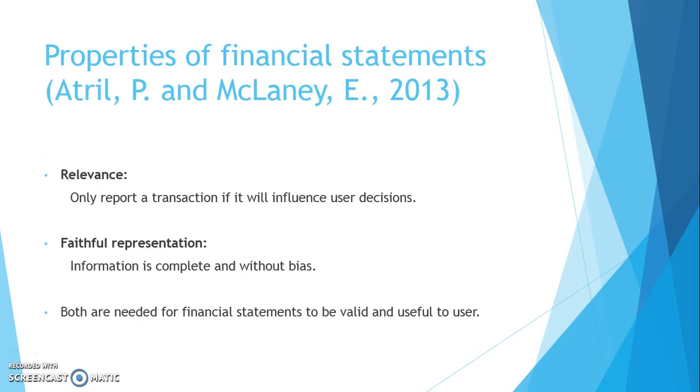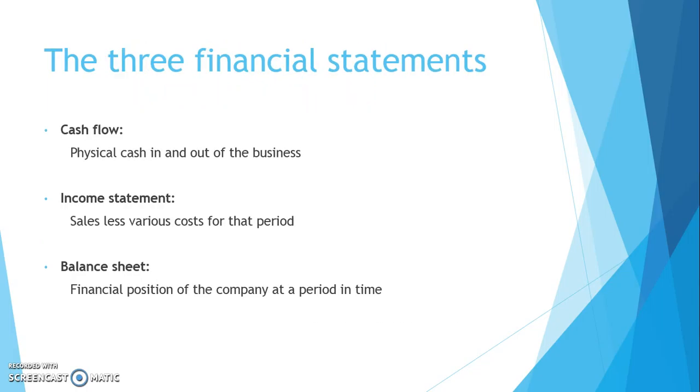So what are the properties of financial statements? Firstly, relevance. This is where a transaction is only reported if it will influence user decisions. If a transaction does not fit this criteria, then it should not be included in the financial statement. Faithful representation. This means information is complete and without bias. Should estimates need to be made, then they need to be made accurately. Both of these properties are needed for the financial statements to be valid and useful to the user, that is, to be able to influence their decisions.